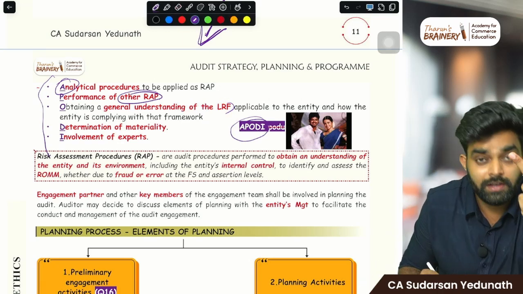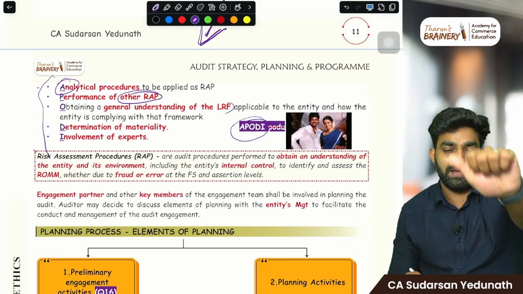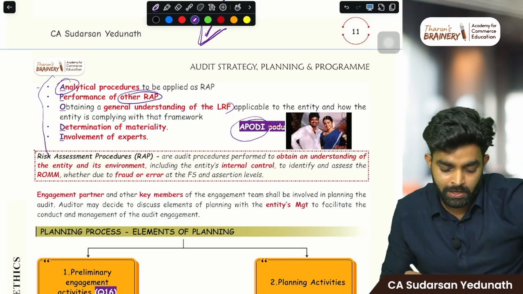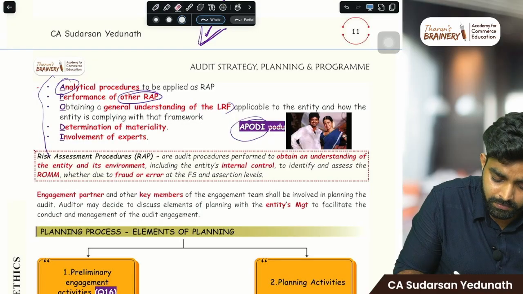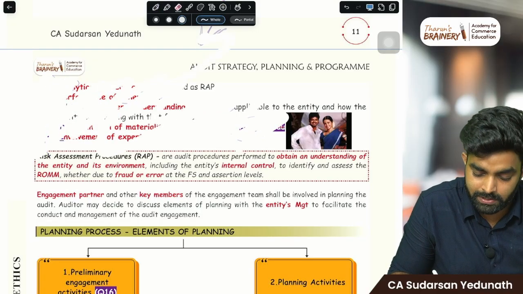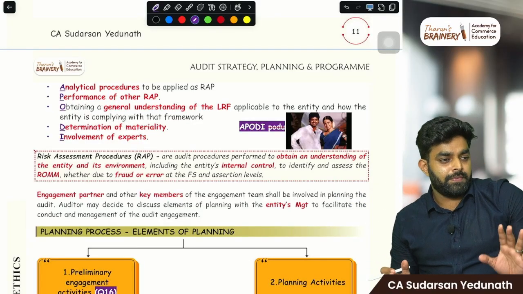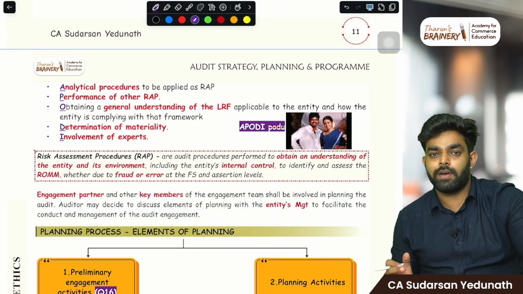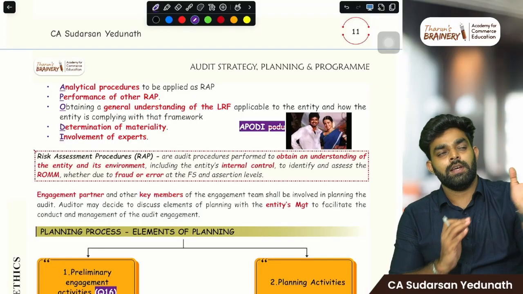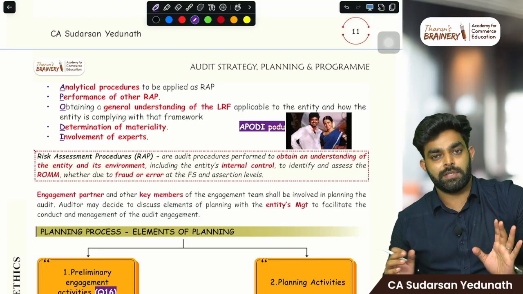Do all of this. Then determine the materiality. Determine the materiality, involvement of experts. Materiality we will learn in chapter number 3. Involvement of experts means you are auditing a company like Zomato or a company like Kia, for example, or any company where you need to verify the condition of an asset. Machinery, they have put the machinery as 10 lakhs in the balance sheet. You have to verify the condition of the machinery.